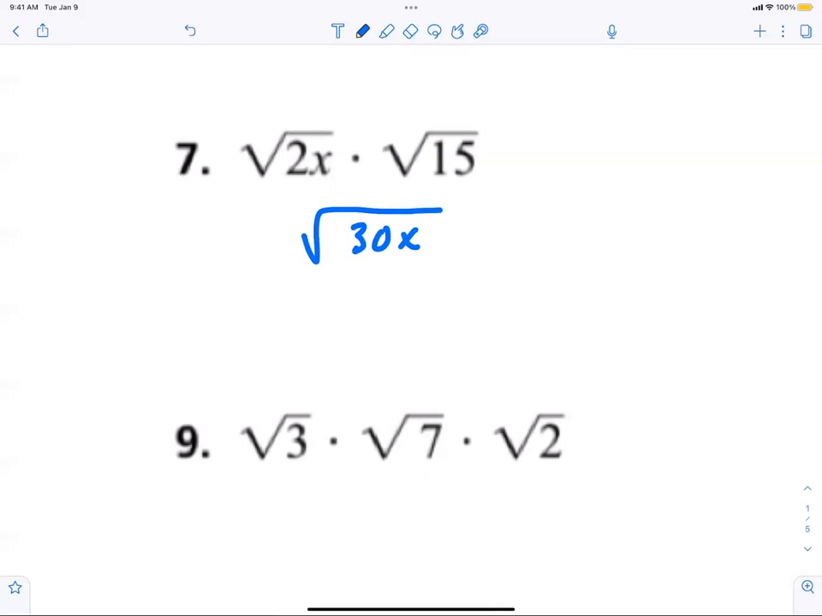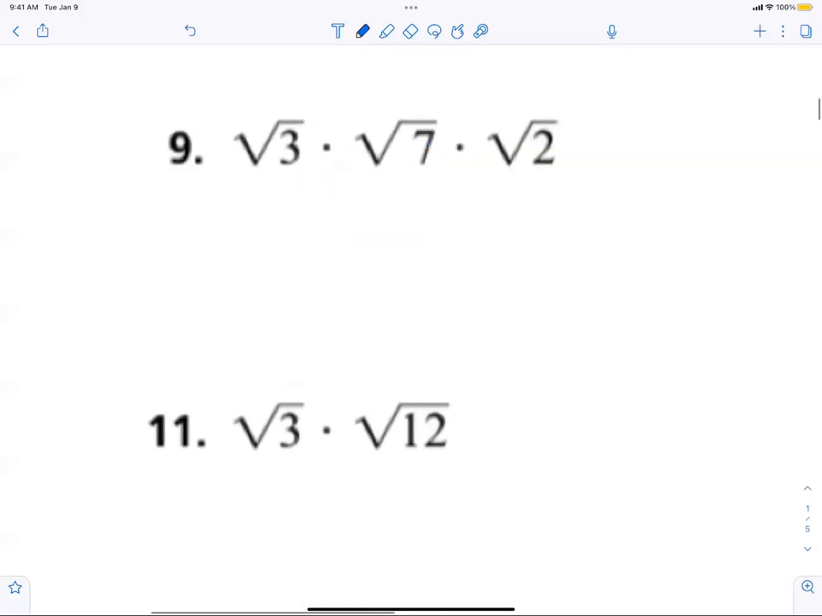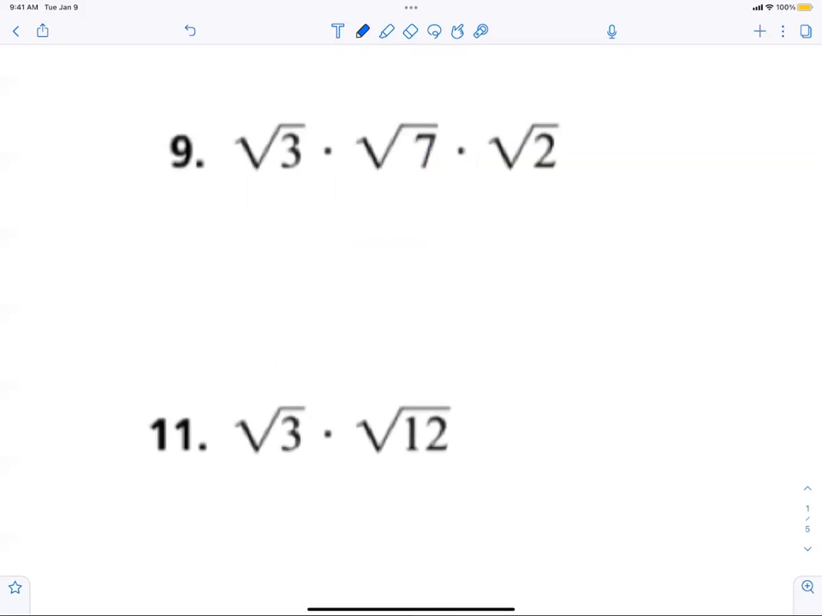Now, for question number 9. Now, I want everybody to listen to me. 3, 7, and 2. Those are all prime numbers. So if you multiply prime numbers, you won't have to break them down. Listen to what I just said. If you multiply prime numbers, you won't ever have to break them down. So this, of course, is the square root of 42.